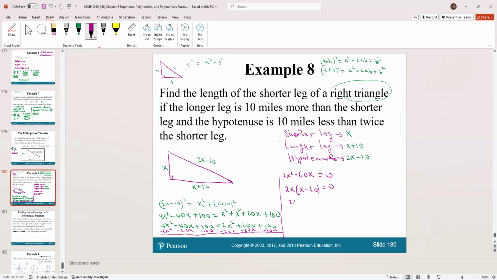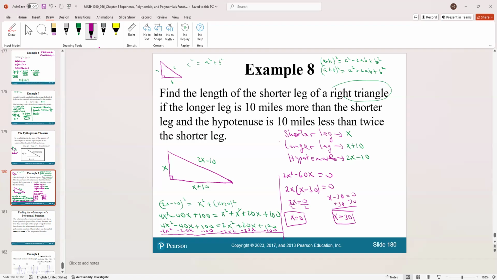Set each of them equal to 0. 2x equal to 0, divided by 2 from both sides, x equal to 0. And x minus 30 equal to 0, adding 30 to both sides, x would be equal to 30. Okay? Now, that should be our answer.